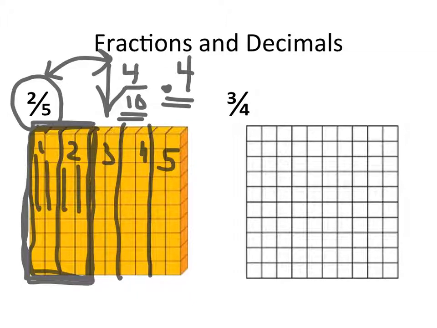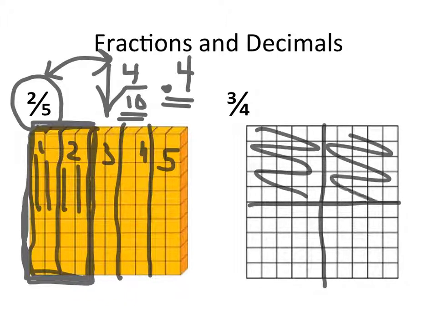If we think about 3/4, we think 1, 2, 3, 4. Let's divide this down the middle, and let's divide it again this way. 3/4 is 1, 2, 3 out of 4 equal pieces. To call those pieces a decimal, we need to express it in a power of 10. That means we need to have it be in tens or in hundreds.